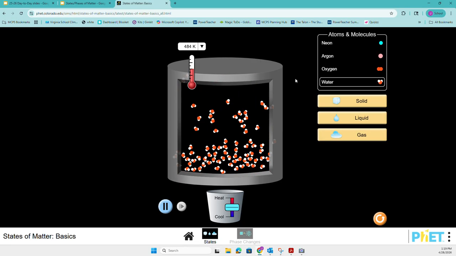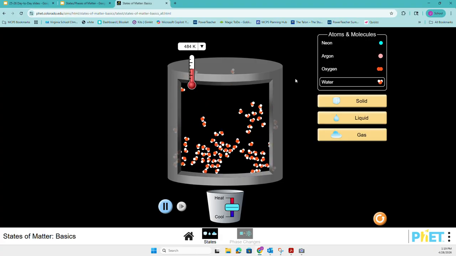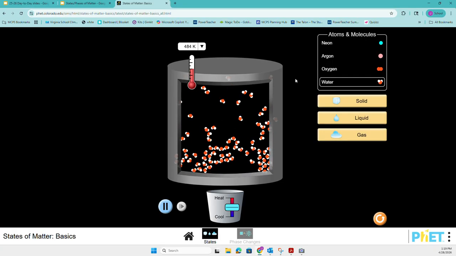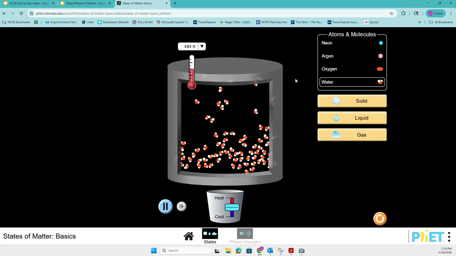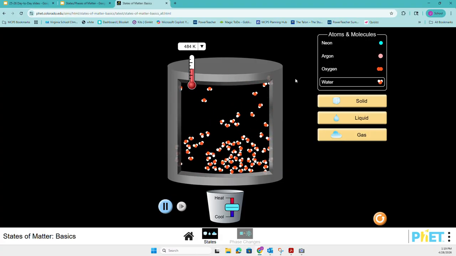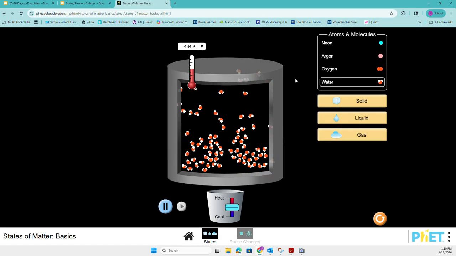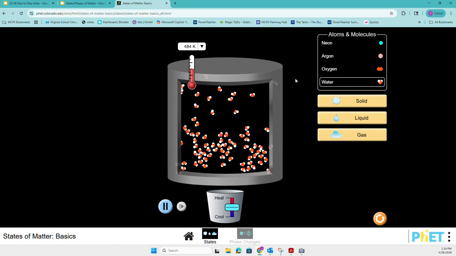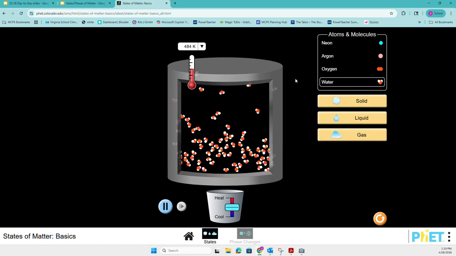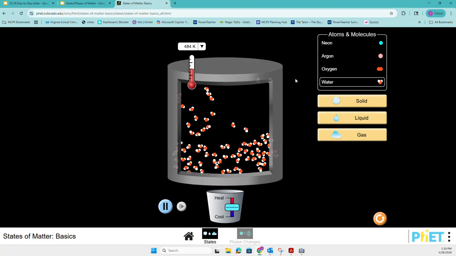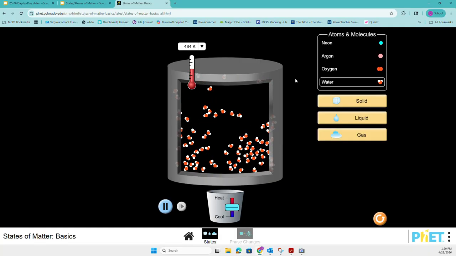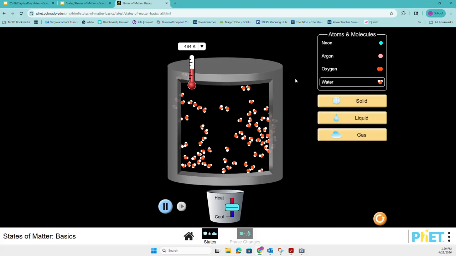Some of my particles look like they've been doing drugs. They are spinning incredibly fast. Some of my molecules look like they're doing the opposite of drugs, where they're barely even moving. Remember, my temperature is just the average of the motion of my molecules, the average of my kinetic energy.